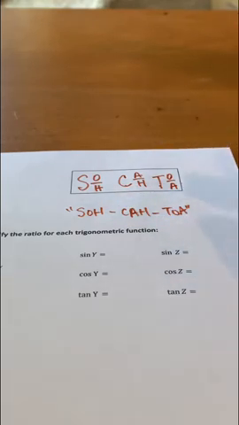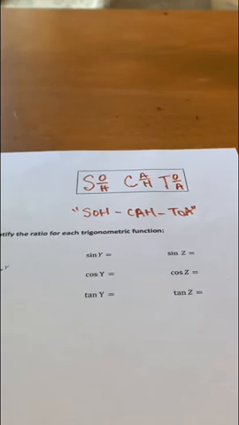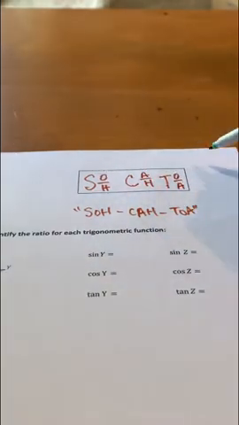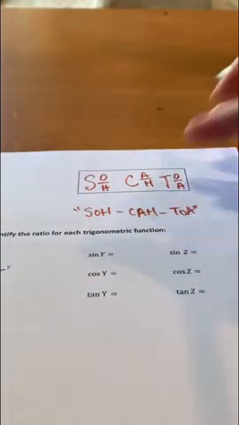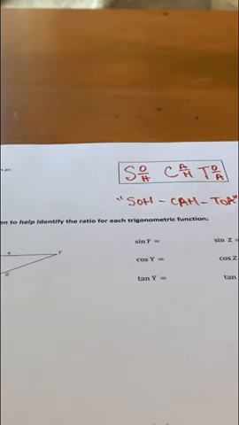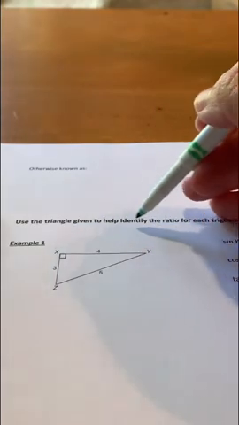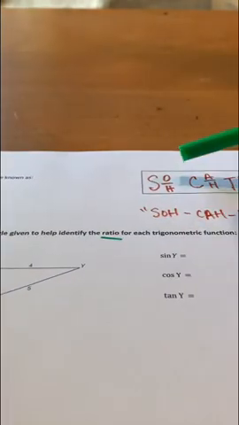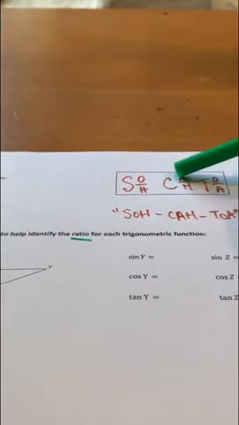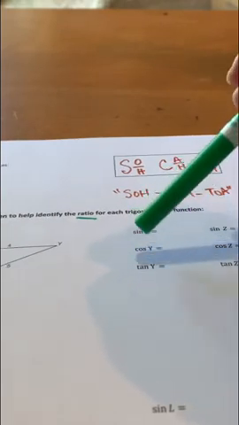SOHCAHTOA. Now, there are other trig functions we're not getting into because that would take more time. And again, we're near the end of the school year. So, but there are other trig functions besides these three, but we're just going to start with these ones. Okay, so I'm going to do SOHCAHTOA, and it says, use the triangle to identify the ratios, which means I want to set up the O and H, A and H, O and A for the sine, cos, and tan.